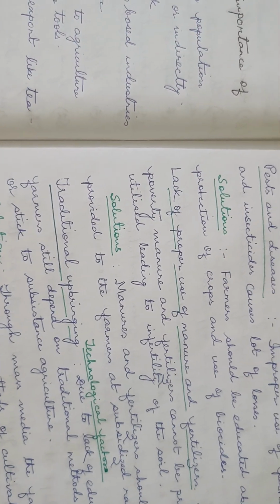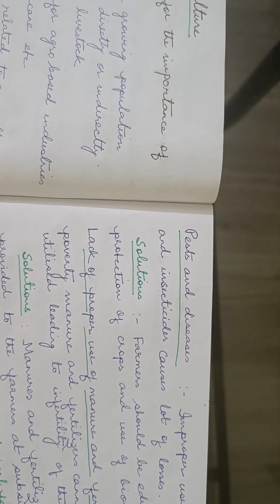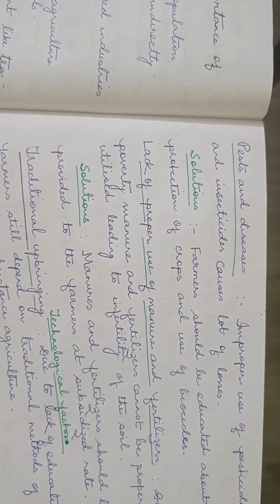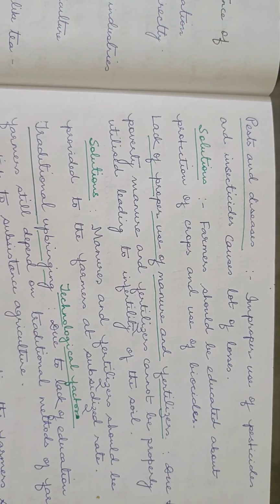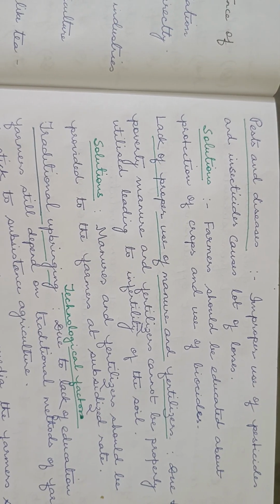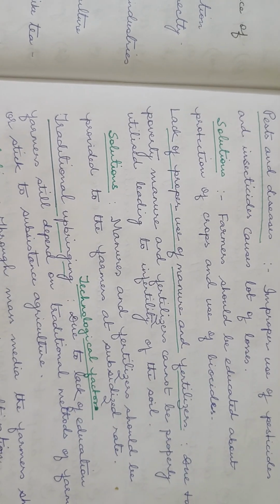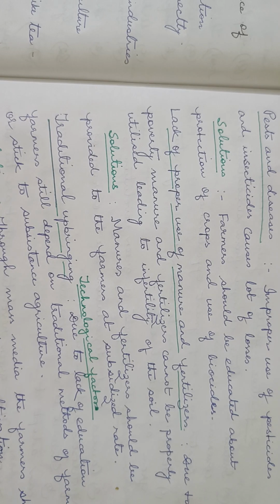Again, one more economic factor is pests and diseases. Improper use of pesticides and insecticides causes a lot of losses. Solution: farmers should be educated about protection of crops and use of biocides.